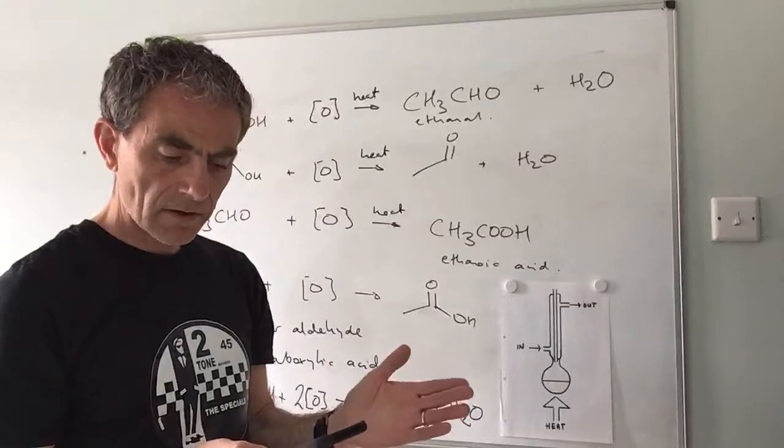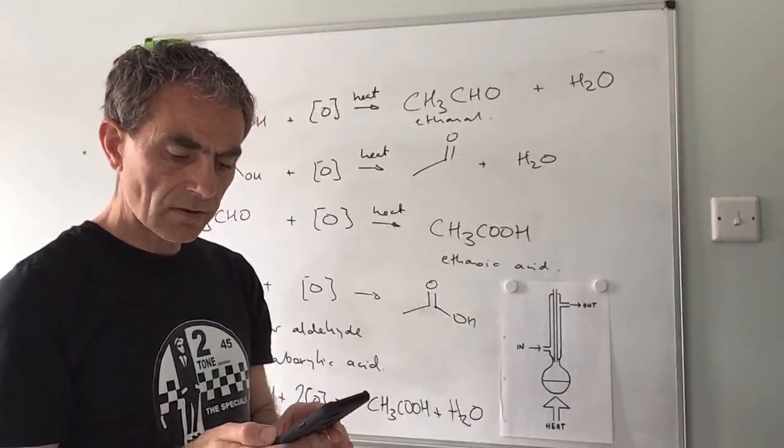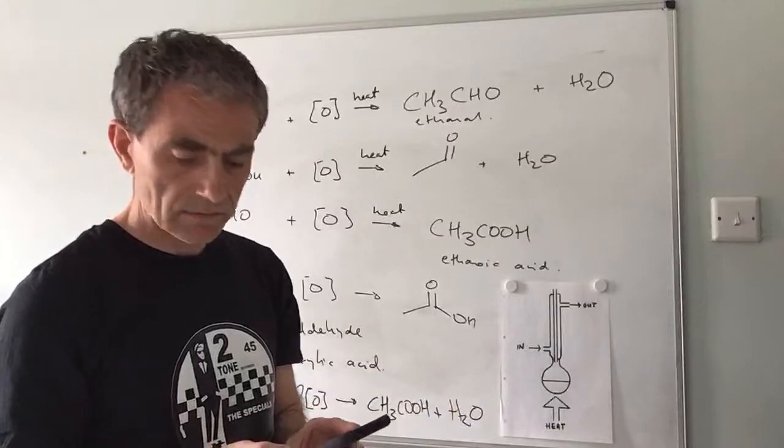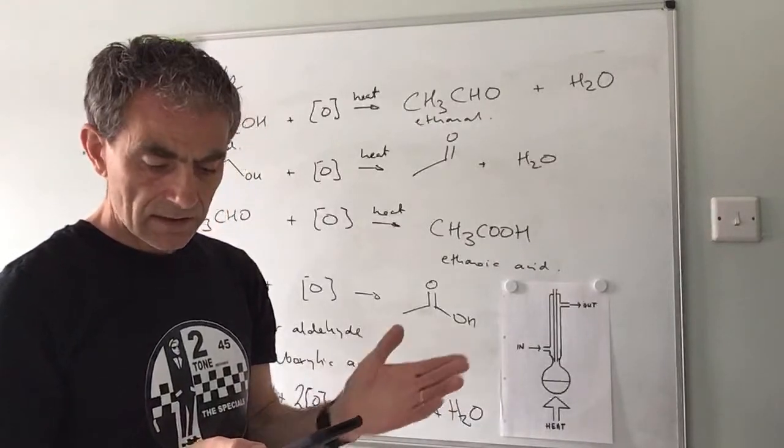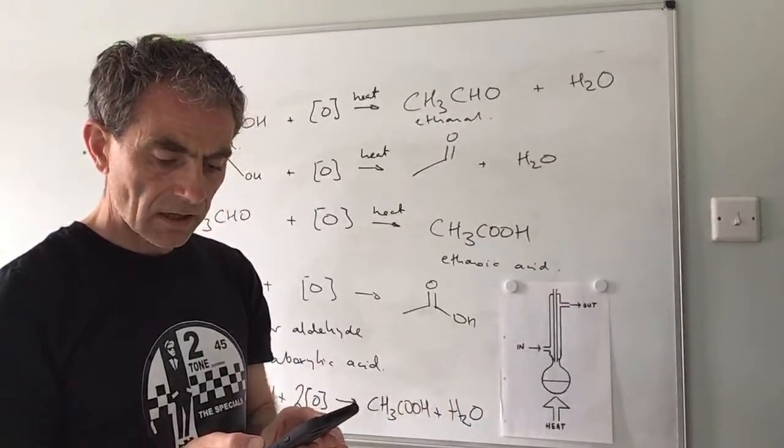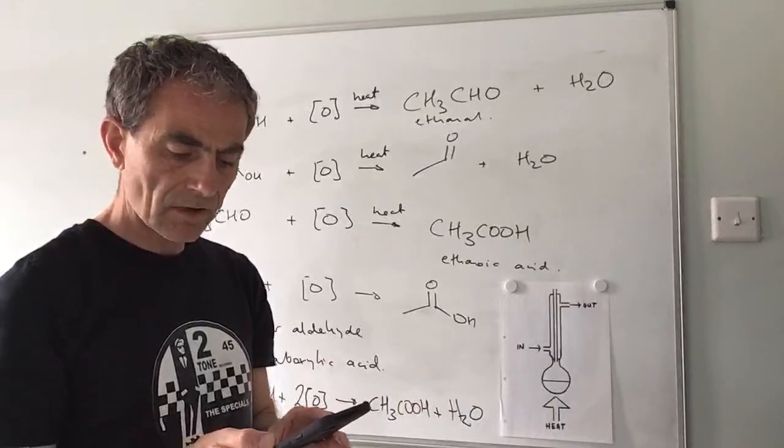2 hydroxyl groups is a diol, yeah, that's right. Not sure about 3, it's called a triol. Yeah, glycerol, someone's saying. Triol, glycerol is propane 1,2,3 triol.